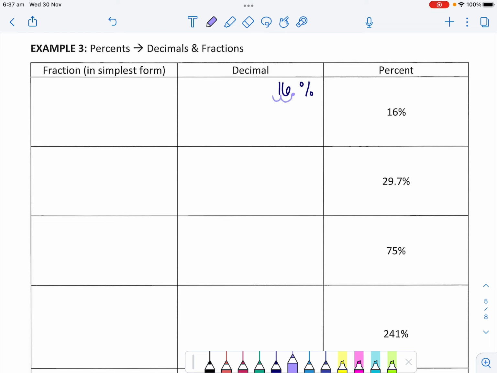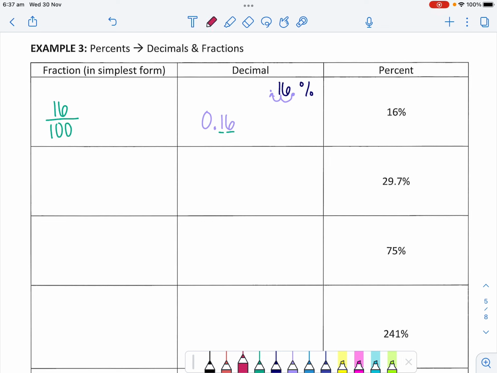So 1, 2, and I'm actually going to show the jumps in between those numbers, making sure that I show accurately where I am jumping to. So 2 places to the left is going to be 0.16. And then to go from a decimal to a fraction, I'm going to count the number of decimal places. So 1, 2. 2 decimal places means that my denominator is going to be 100. So I'm actually going to have 16 over 100.